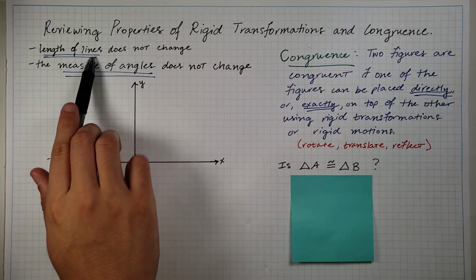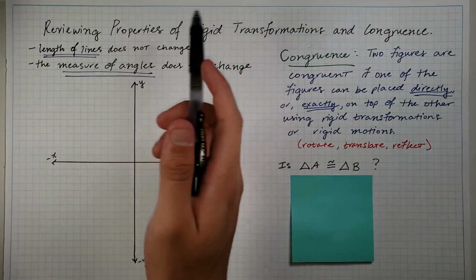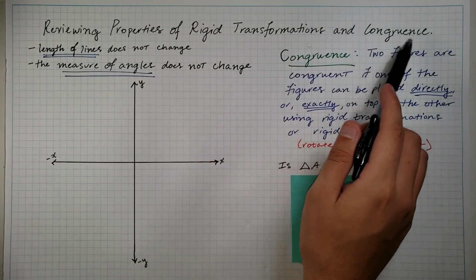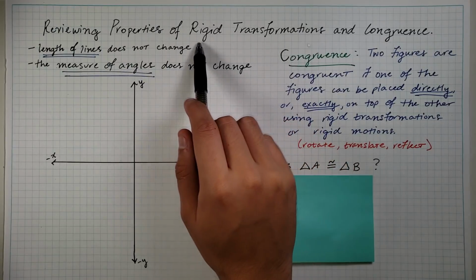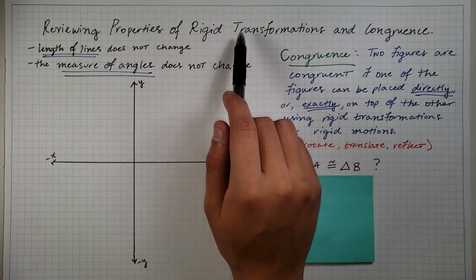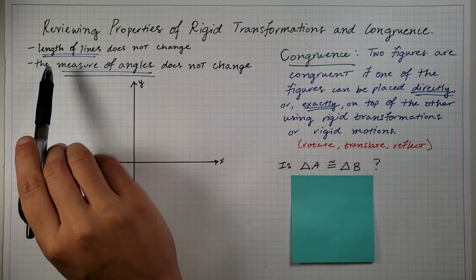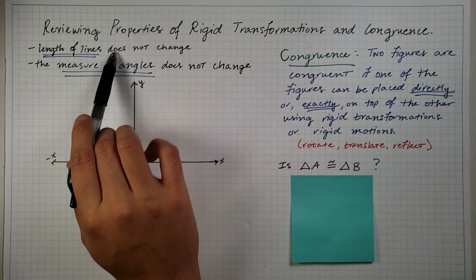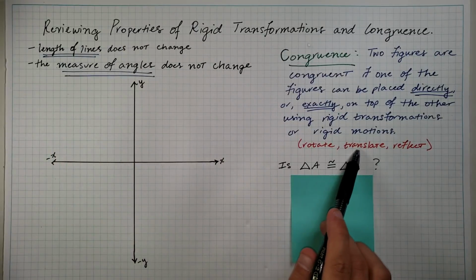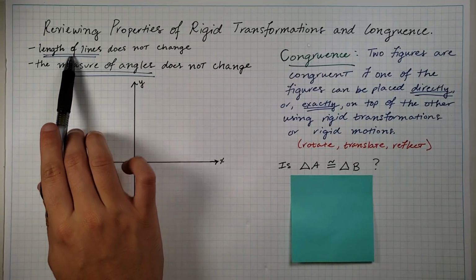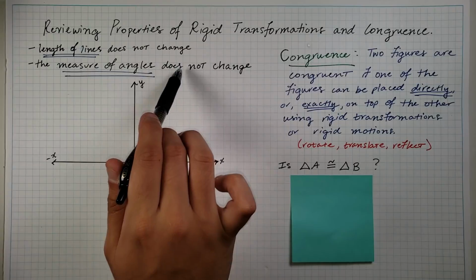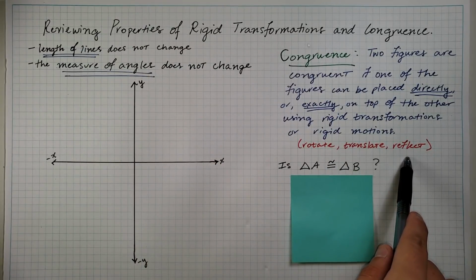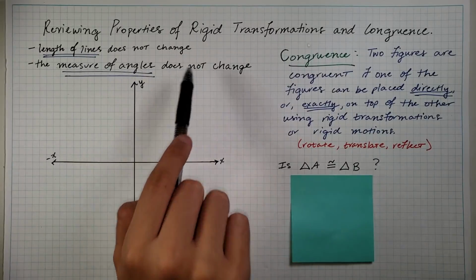So the first one says, reviewing properties of rigid transformations and congruence. Let's review the rigid transformations first. It says length of lines does not change. We know that when we rotate, translate, or reflect, the length of lines does not change. We also know that if you rotate, translate, or reflect, the measure of the angles does not change.